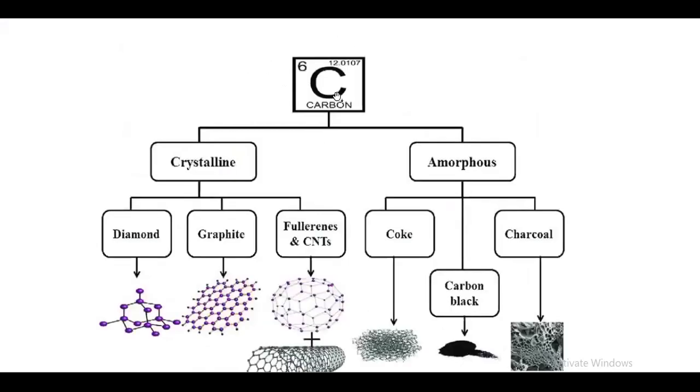See, carbon is this atom. We know that the atomic number of carbon is 6 and its atomic mass is 12.0107 AMU, atomic mass units. This is just a flow chart for good remembrance of all these things.